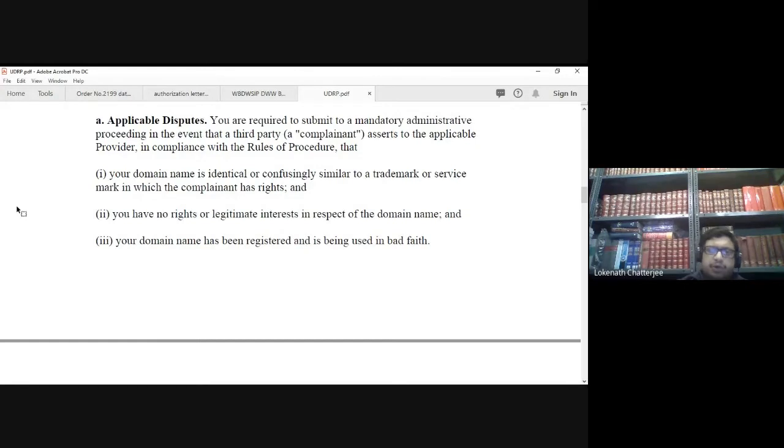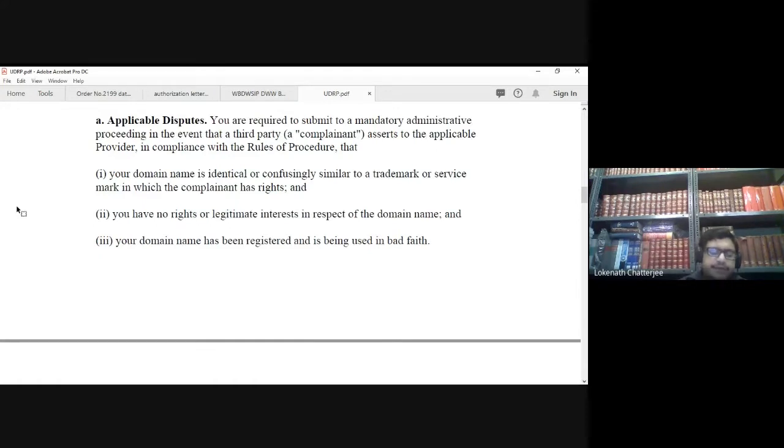We are talking of an administrative procedure through an administrative institution. Now, the first is who can approach, and we are looking at a dispute resolution. Essentially, most of the disputes arise when you have essentially a violation of a domain name.